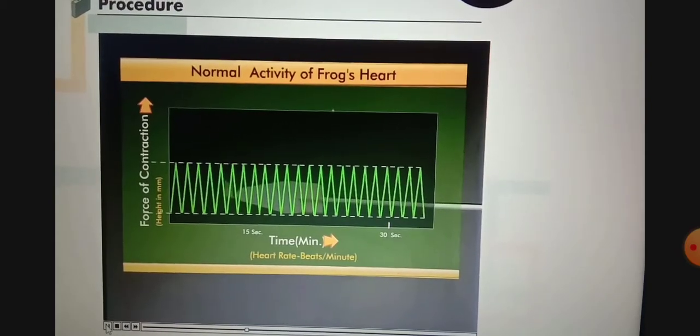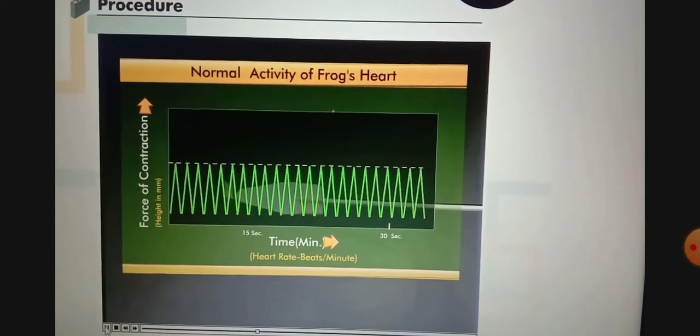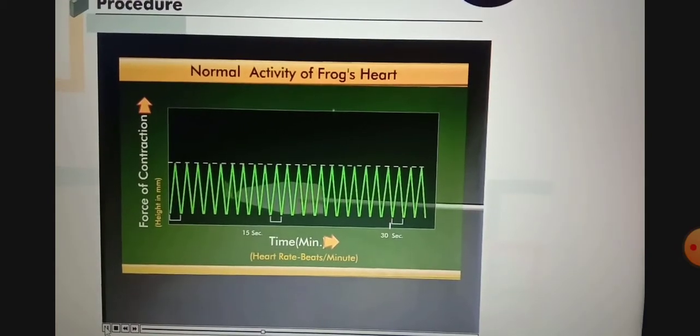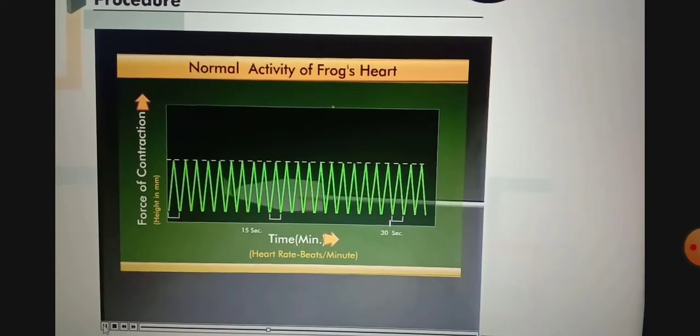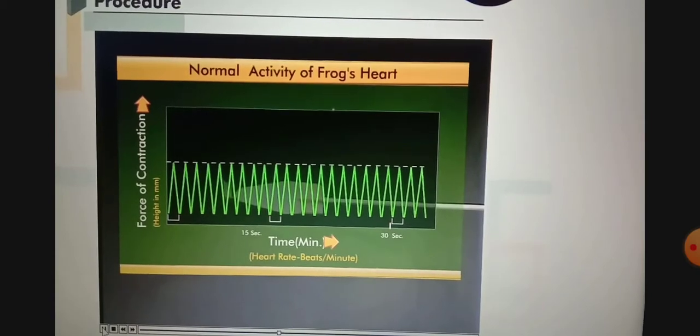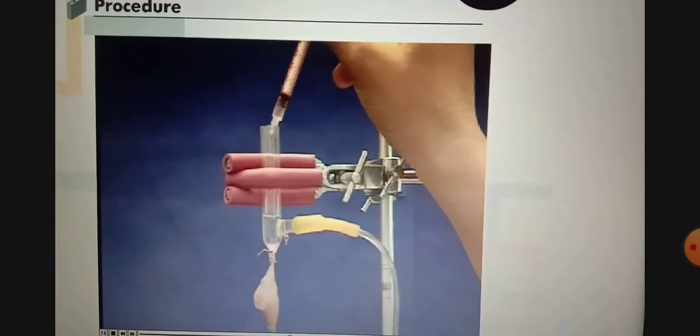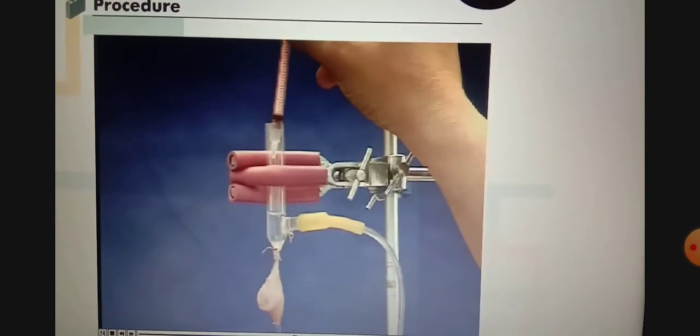You can see that all the peaks in the tracings are of same height and at same distance. This means contractions are rhythmic and with normal tone. Stop the drum, inject 0.1 ml of adrenaline solution in the cannula. Start the drum immediately and record the response of heart on the smoked paper for 1 minute.